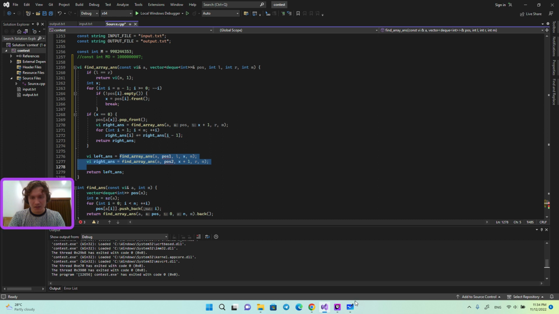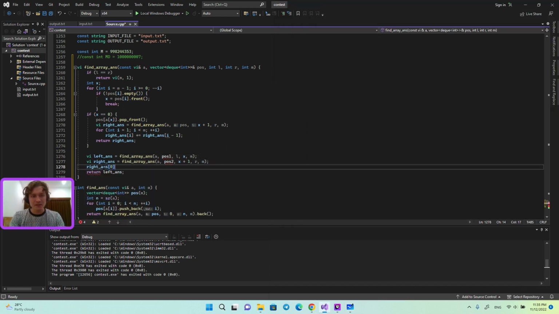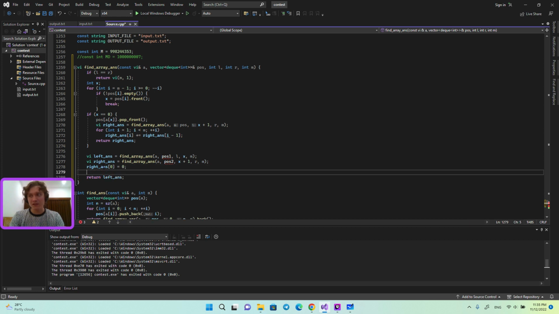Okay, what do I do in this case? In this case, this is non-empty. So I cannot make it 0 because this cannot be 0 in this case. I'm saying that right ans 0 is 0 because there is no way that it is 0.